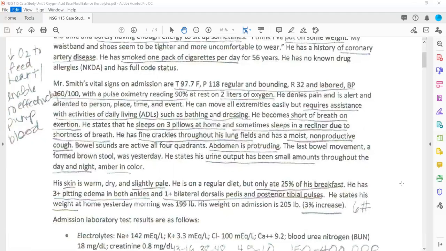And he states his weight at home yesterday morning was 199 pounds. And today he weighs 205. So that's a 3% increase, about 6 pounds. And so if we look back at edema, that's a mild increase in edema. But it sounds like even with that small or kind of a mild increase in fluid, he already has some cardiac problems. So he's not really dealing with that well as far as heart function.